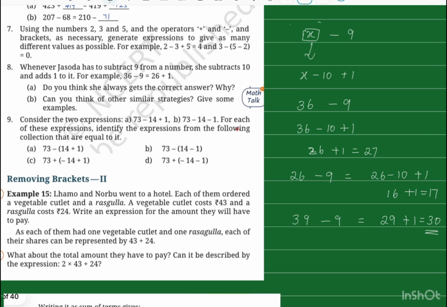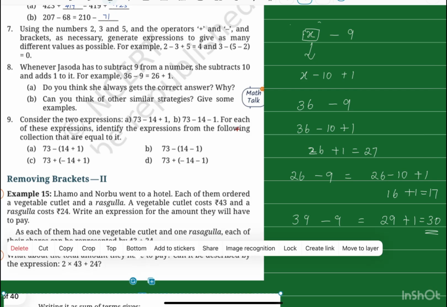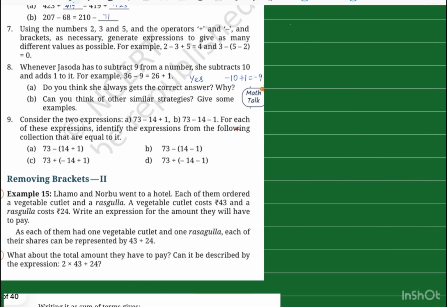Do you think she always gets the correct answer? Why? Can you think of other similar strategies? Give some examples. Take a number x minus 6. So minus 6 can be written as minus 10 plus 4. The answer will be minus 6. So when we add x minus 10 plus 4, the answer will be x minus 6.